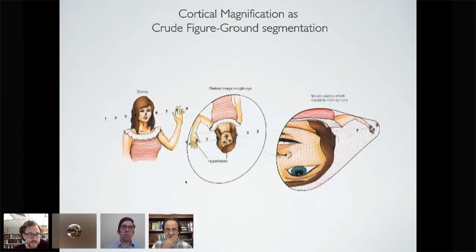So if you think of cortical magnification, it greatly exaggerates the processing of what's at the fovea, but it also provides a sort of inherent figure-ground segmentation, where we still have access to some of that information in the periphery.